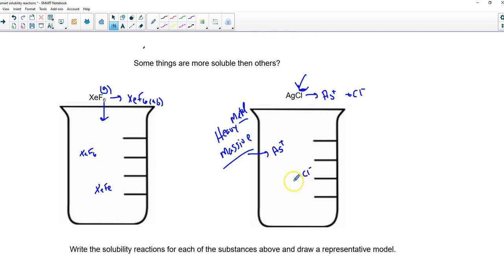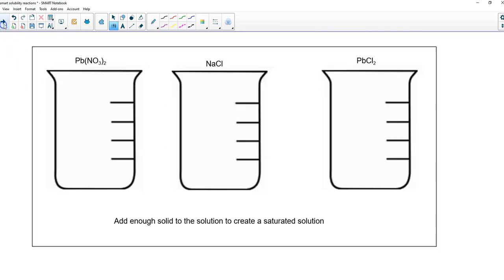And only a little bit, but everything dissolves a little bit. Okay? And once it's fully maxed out, we would see stuff on the bottom. And we'll probably talk more about this later, but this means it's saturated, which means that essentially the maximum amount that could be in there at that temperature is there. All right, so with that being said, let's go on here. So add enough solid to create a saturated solution.